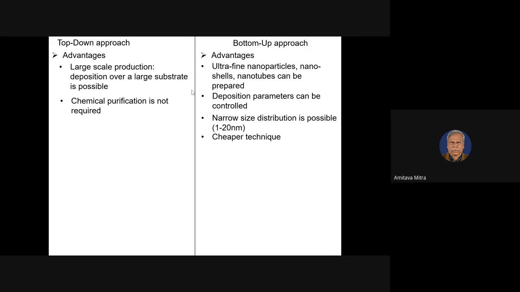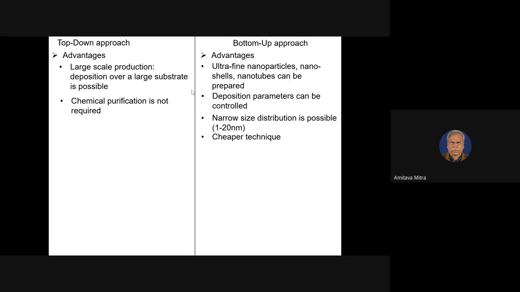There is another way to compare the top-down approach and the bottom-up approach. Each approach has an advantage and a disadvantage. What is the advantage of the top-down approach? It can be produced in a large quantity. Particularly for most structural applications, you require a large quantity of materials. So that's why the top-down approach is good for structural materials.